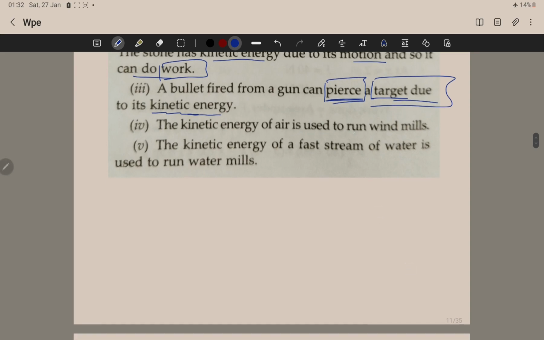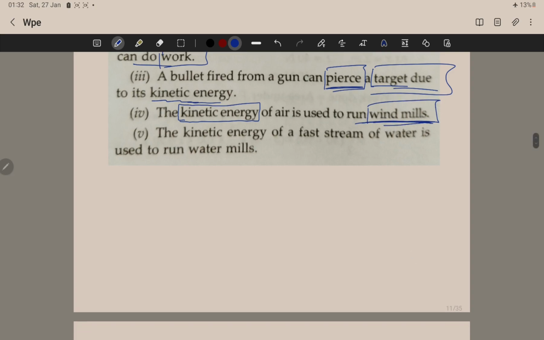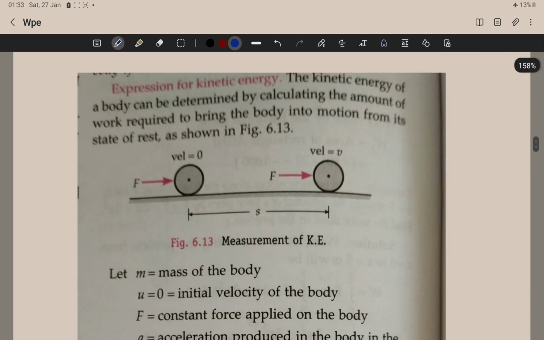The kinetic energy of air is used to run windmills. Air is moving, and because of the motion of the air there is kinetic energy. Air possesses some kinetic energy, and we use that kinetic energy to do some work to rotate the windmills. One more example: the kinetic energy of a fast stream of water is used to run water mills, to move the turbines. Here an expression for kinetic energy is given.